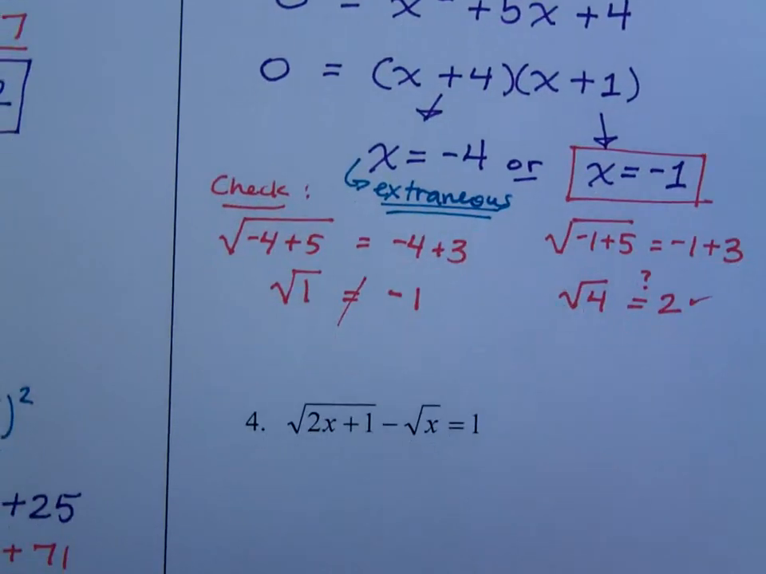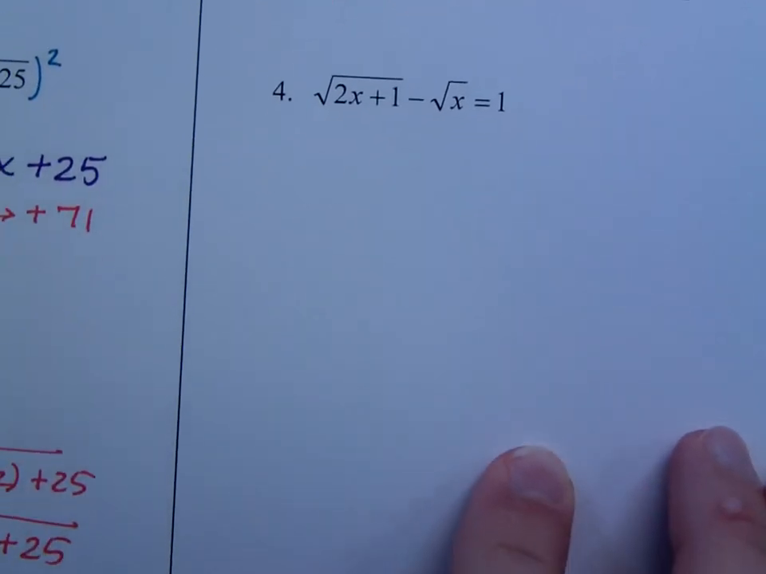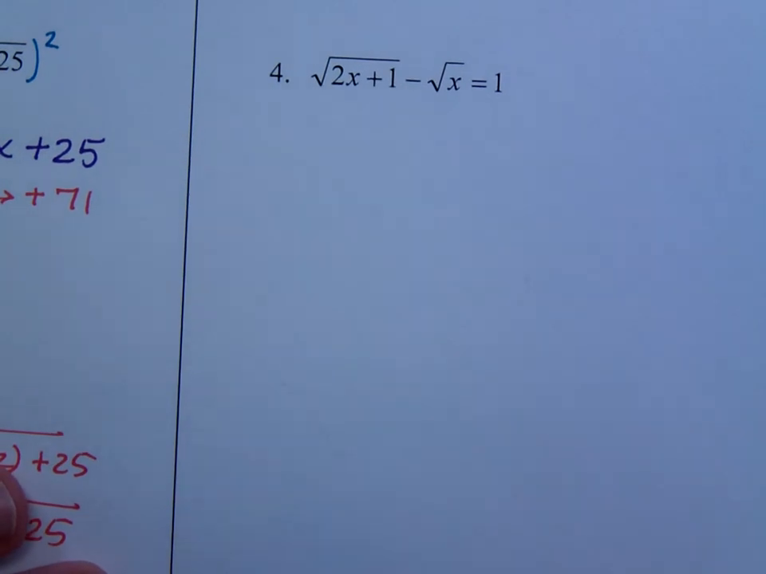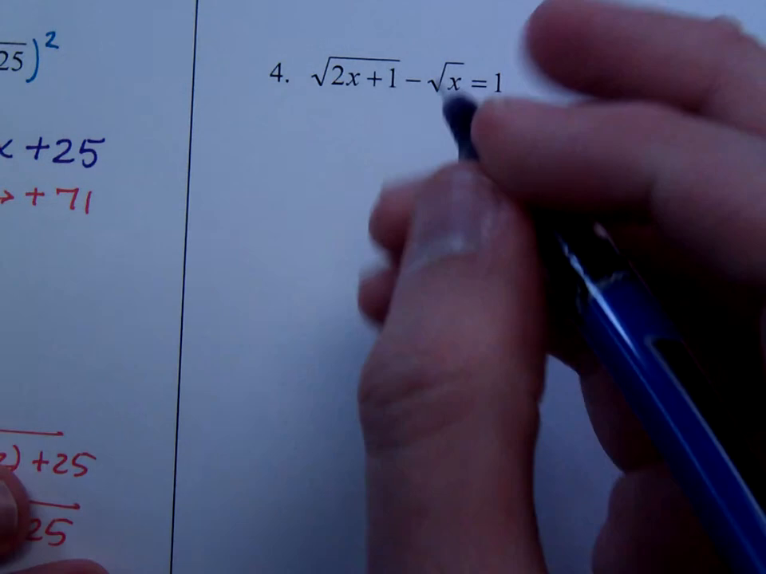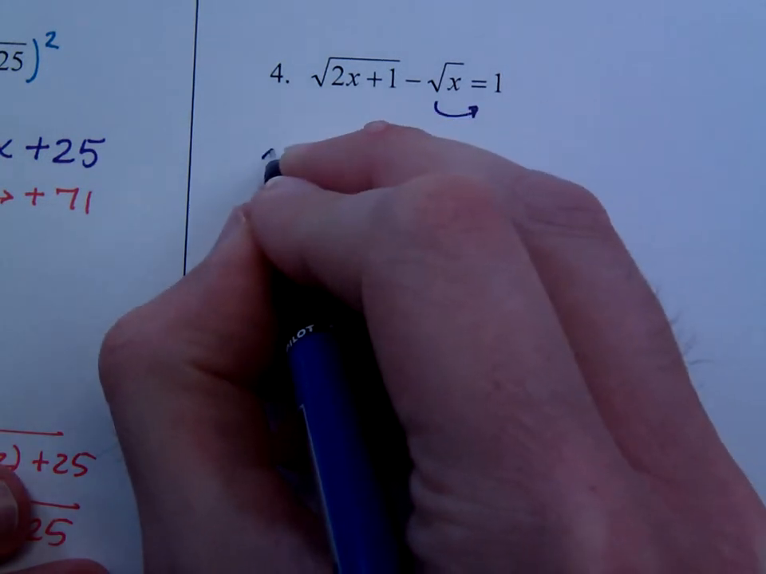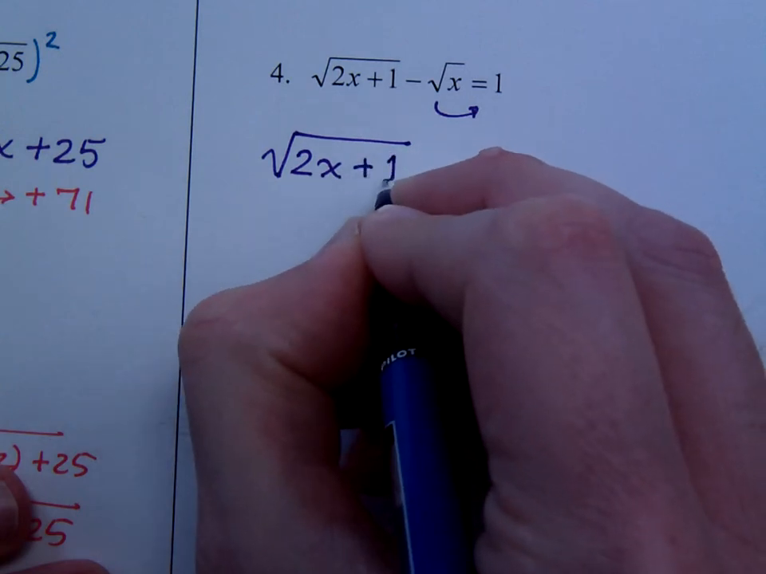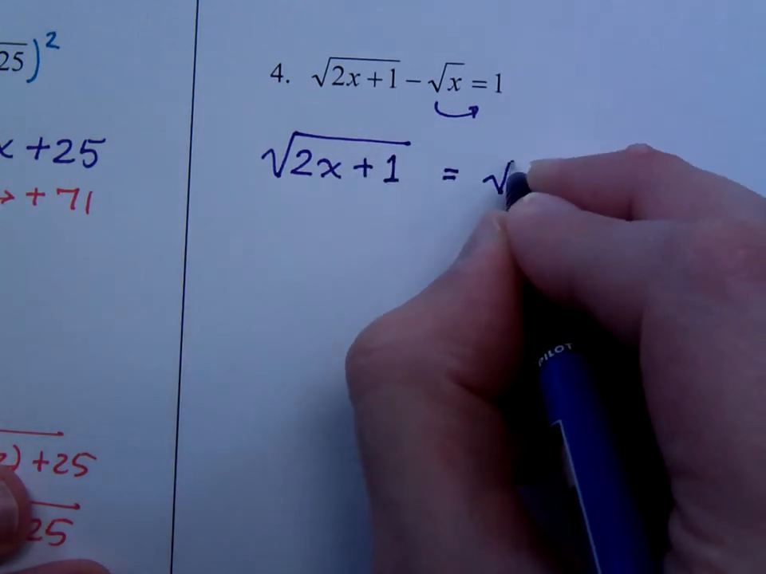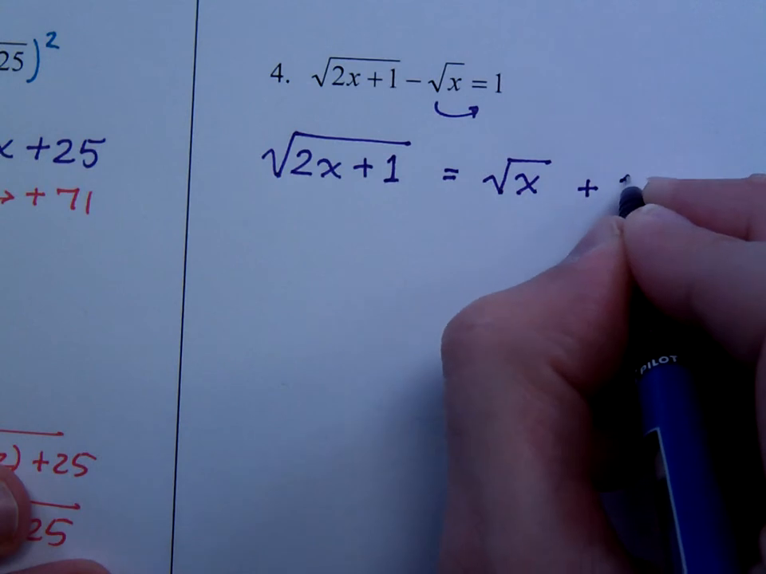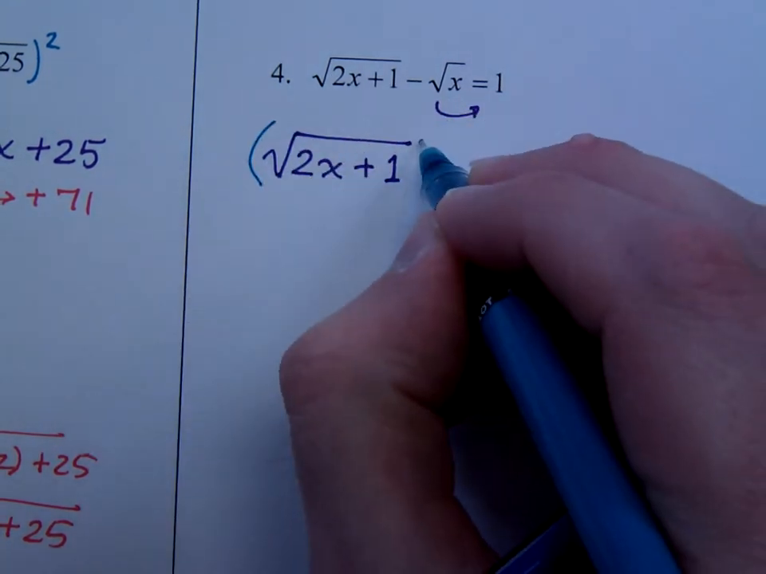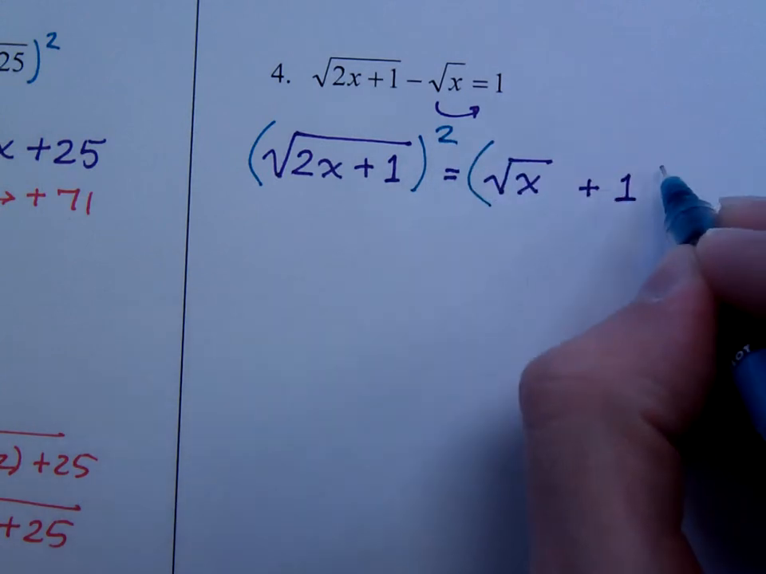All right, let's look at number 4. Now, I told you that you need to get one of the radicals by itself first. So we can easily accomplish that by moving this guy over. So the square root of 2x plus 1 is equal to the square root of x plus 1. When you're trying to isolate a radical, you really want to isolate the more complicated radical first. Then you apply the power property, so I raise both sides to the second power.